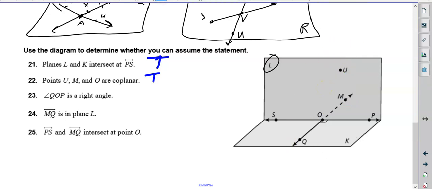All right, now it says QOP is a right angle. Well, QOP is right here. There is a right angle mark right there, so that's true. If that mark was not there, we could not assume it.